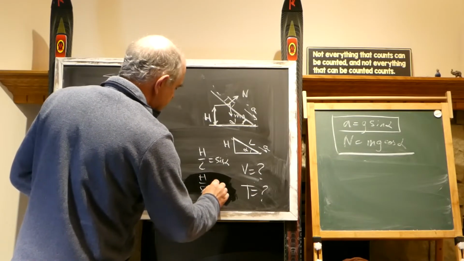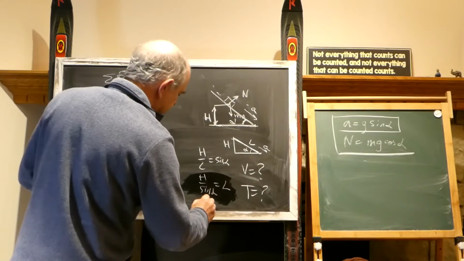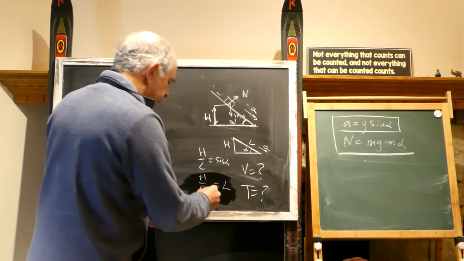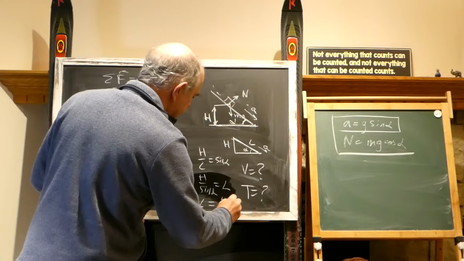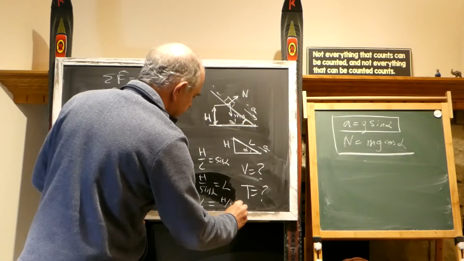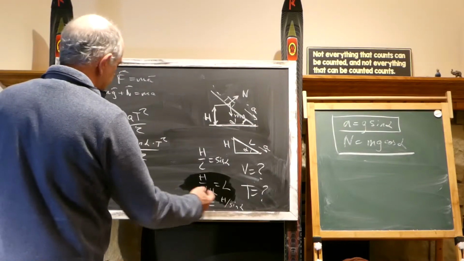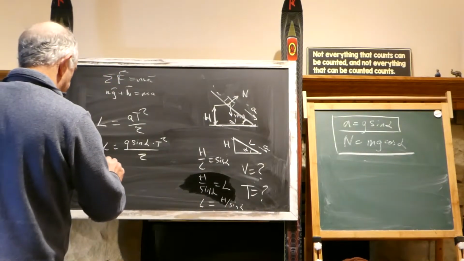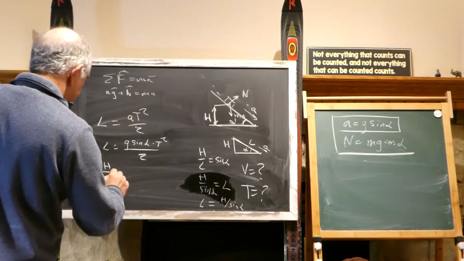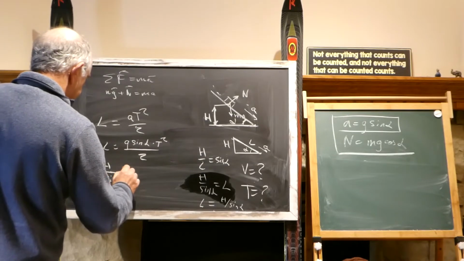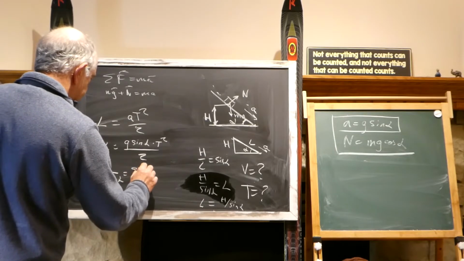I switch the side in one move, which may be confusing for you. But now I write L first, and this is what I did: H divided by sine alpha. Fantastic, I plug it here. Because L is unknown, H is known, so I put H divided by sine alpha equal to g sine alpha t squared over 2.